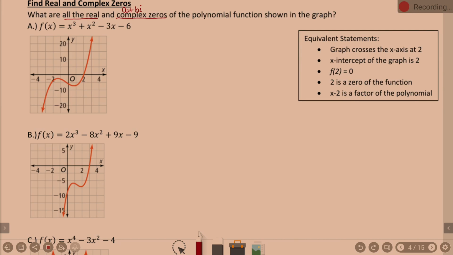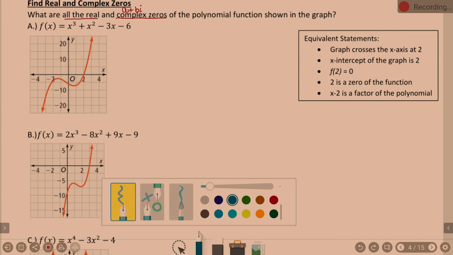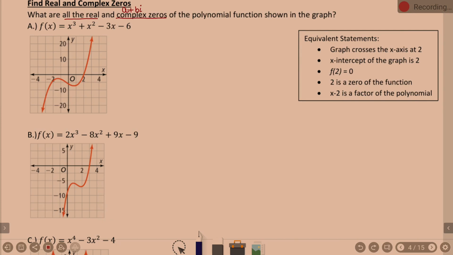As you look at A, they give us an equation and they give us a graph, yes? These are one and the same, they go together. This graph represents this equation. Now, as you look at the graph, what do you see? What do you see that's important here? It crosses the x-axis. Where's it cross the x-axis? At 2. So far, we have found how many zeros? 1.